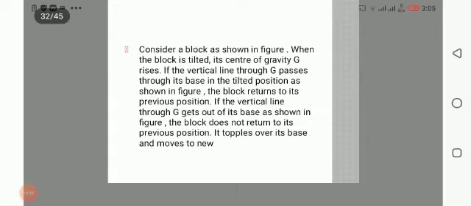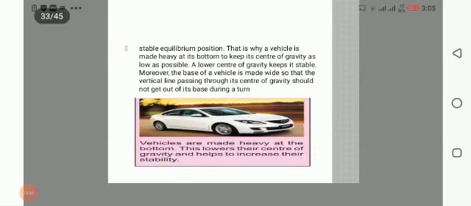Consider a block as shown in the figure. When the block is tilted, its center of gravity G rises. If the vertical line through G passes through its base in the tilted position as shown in the figure, the block returns to its previous position. If the vertical line through G gets out of its base as shown in the figure, the block does not return to its previous position. It topples over its base and moves to a new position.